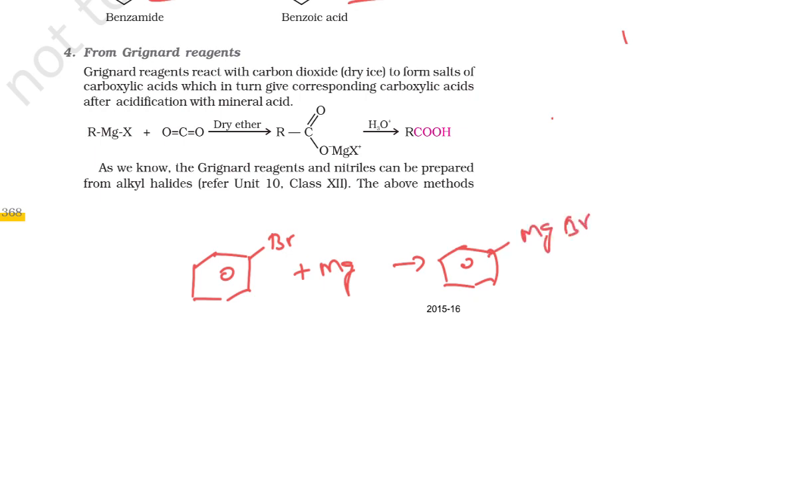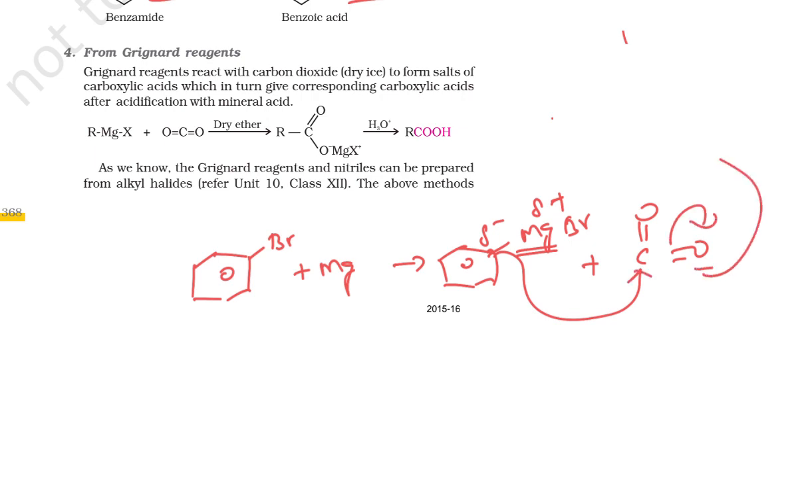So we know that, right? This is going to be delta minus, this is going to be delta plus. Metal tends to lose the electron, it always forms the cation. Non-metal tends to gain the electron, it forms the anion. Plus it reacts with C=O, with CO2. So this minus is going to attack here, so the pi bond moves towards the oxygen. This minus is going to abstract this Mg. So what is the product going to be formed? Your benzene, then C=O, then O-Mg-Br.